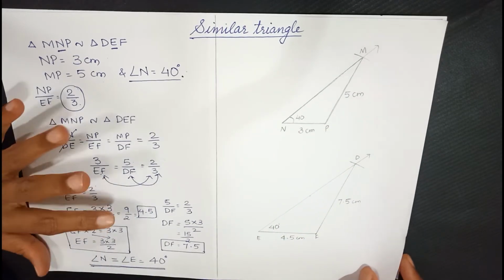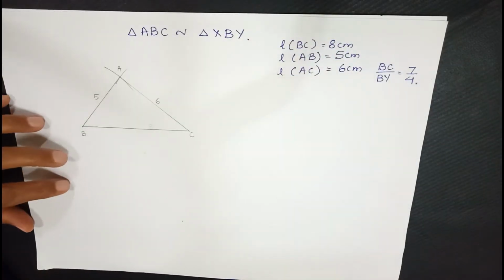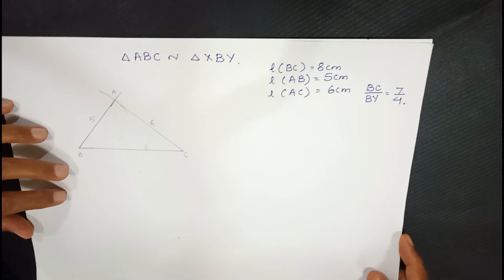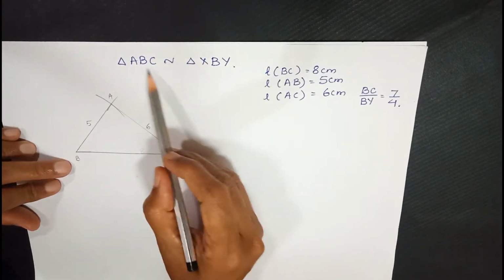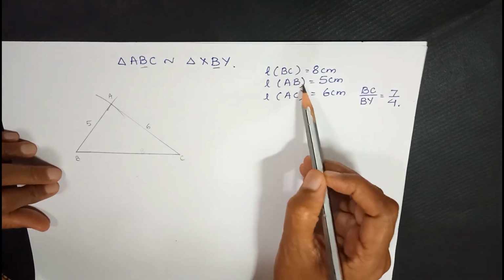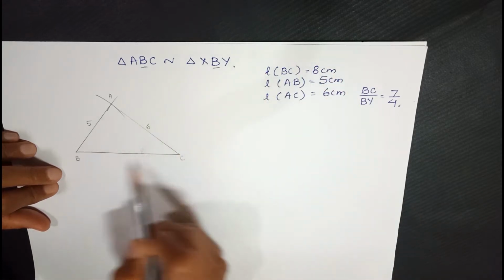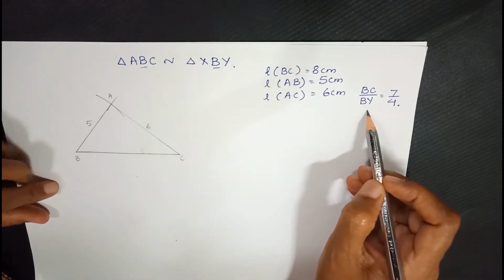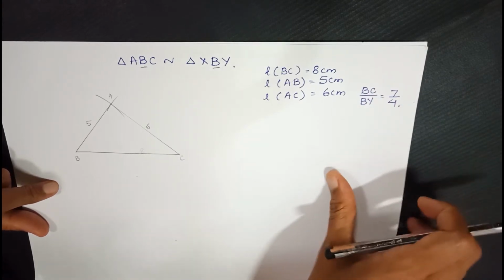Today we will be doing a second method where we have a common vertex. So let's say we have this example, triangle ABC similar to triangle XBY. So you can see we have a common vertex B. Now in this case also the three sides of the first triangle are given. So using this I have constructed the first triangle and one ratio is given. BC upon BY is equal to 7 upon 4.